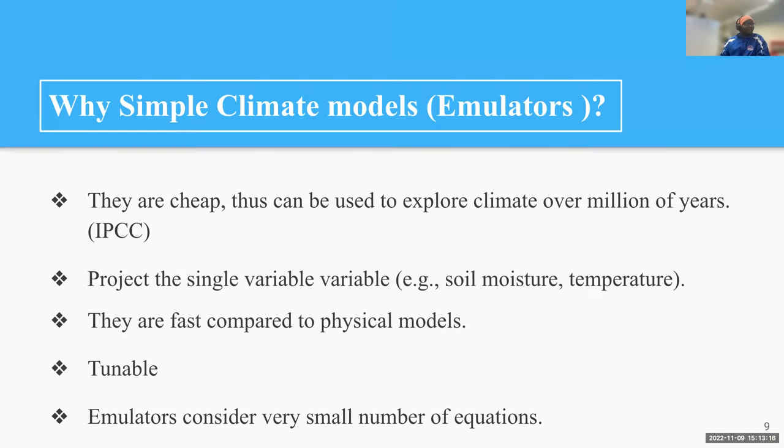Then why simple climate models? Because they are cheap. They can be used to forecast over millions of years, and this has been used by the IPCC, which is the Intergovernmental Panel on Climate Change. They can also be used to project a single variable, maybe temperature, sensible heat, and soil moisture. And they are fast as compared to the physical model. They can be tunable without really considering the physical processes of the earth, for example, wind speed, temperature, land, or such. Emulators consider a very small number of equations as compared to these numerical models.